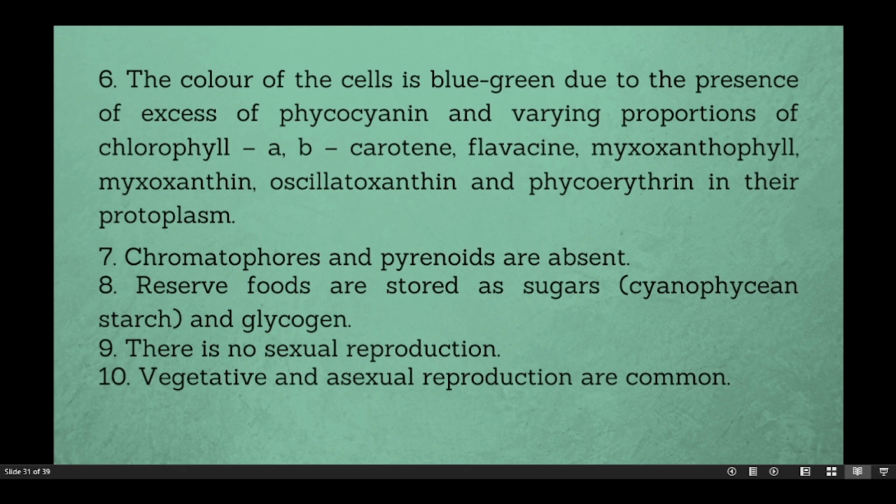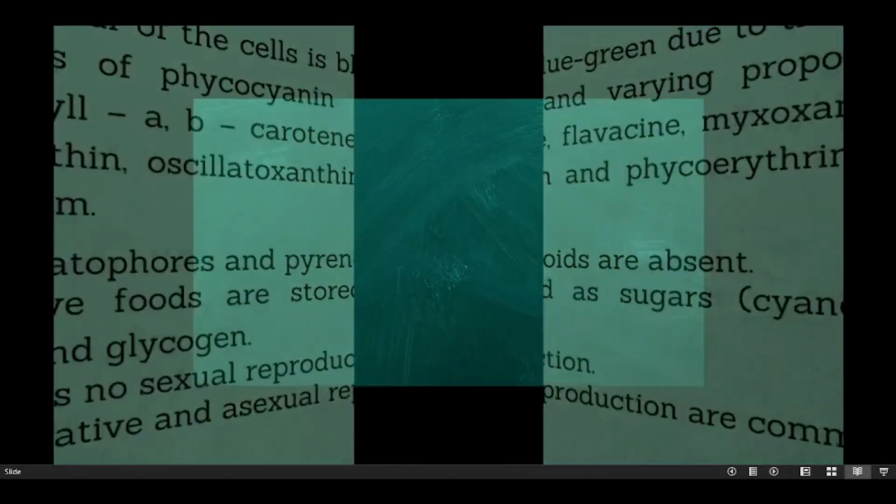phycocyanin, and varying proportions of chlorophyll A, B, carotenes, flavacin, myxoxanthophyll, myxoxanthin, oscillaxanthin, and phycoerythrin in their protoplasm. Chromatophores and pyrenoids are totally absent. Reserve foods are stored as sugar, cyanophycean starch, and glycogen. There is no sexual reproduction. Vegetative as well as asexual reproductions are very common in cyanobacteria.